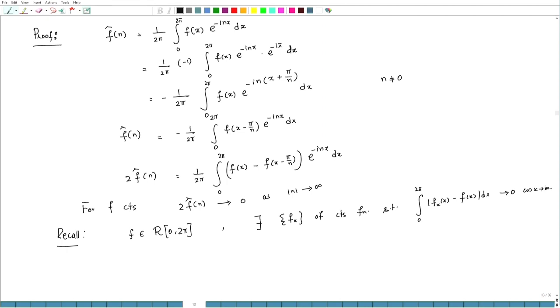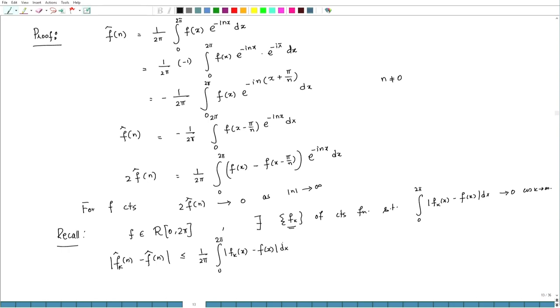Now, for the f k's, this sequence, each f k is continuous. Therefore, the Riemann Lebesgue lemma holds. Now, look at f k hat of n minus f hat of n. What we have seen is that, by the triangle inequality, this is less than or equal to 1 by 2 pi times the integral 0 to 2 pi of mod of f k of x minus f of x dx.